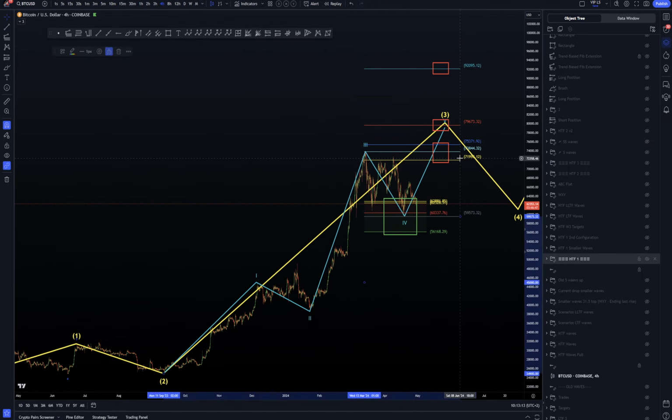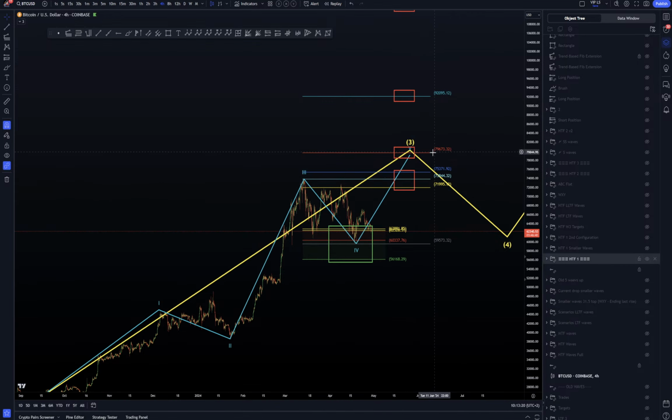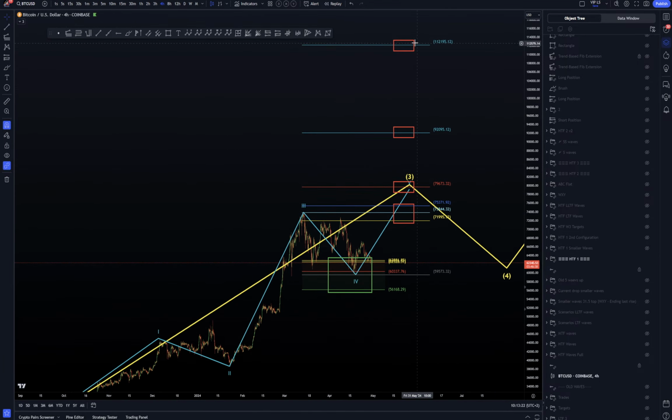So you pull the extension tool from the wave 1 root to the wave 1 top to the wave 4 bottom, by the way. From here, MC extension 100%, 1618 and the 2618. So the 1-to-1 extension is coming around 79,600, 80,000 really.